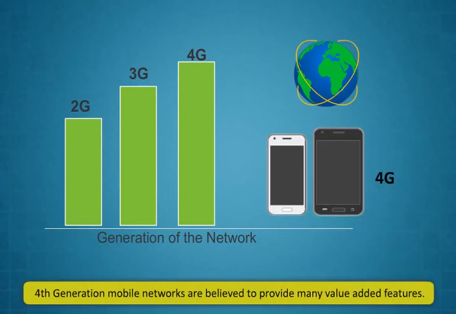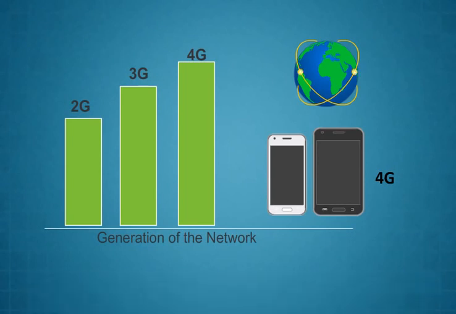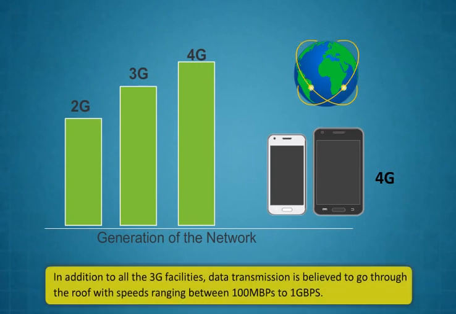Fourth generation mobile networks are believed to provide many value-added features. In addition to all the 3G facilities, data transmission is believed to go through the roof with speeds ranging between 100 Mbps to 1 Gbps.